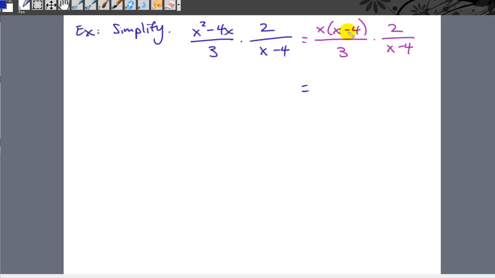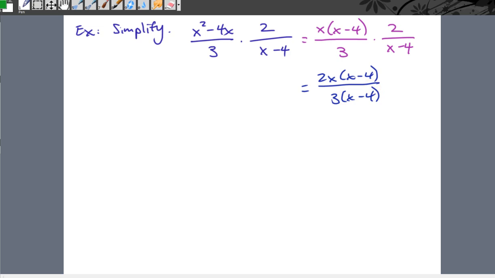So for example, like I told you earlier, with fractions you multiply straight across. Same idea if you're multiplying rational expressions. So we can put the 2 in front here. So this is 2x times x minus 4 divided by 3. And if I put parentheses right there, that would be x minus 4.